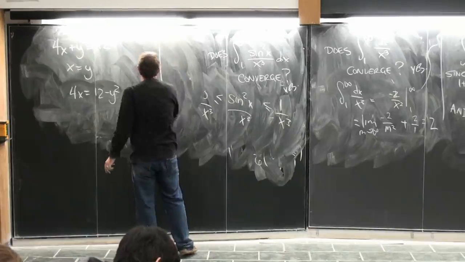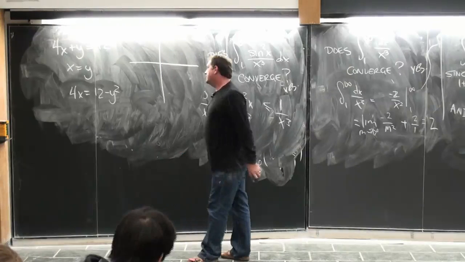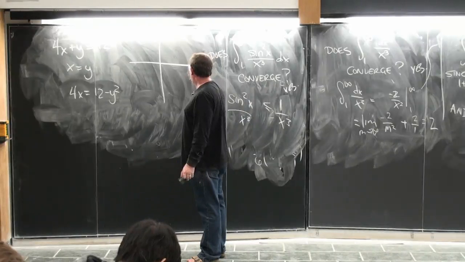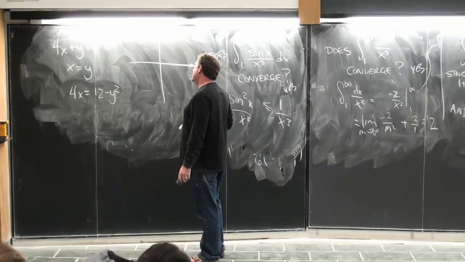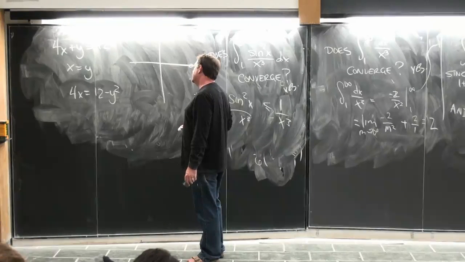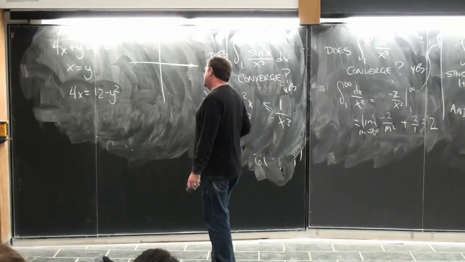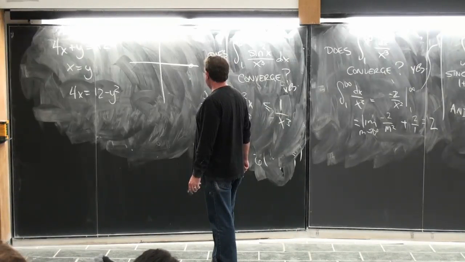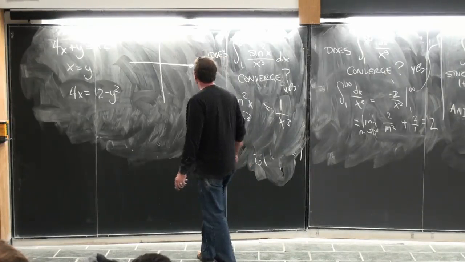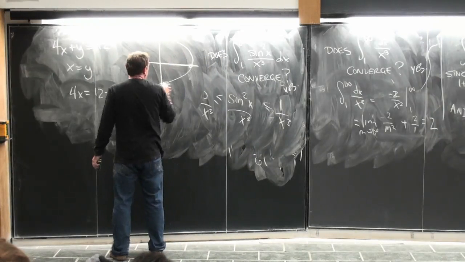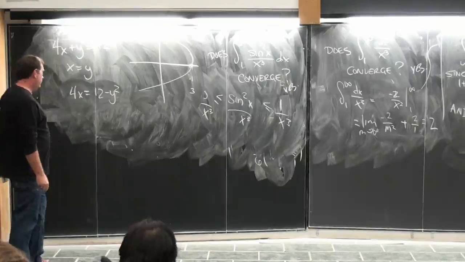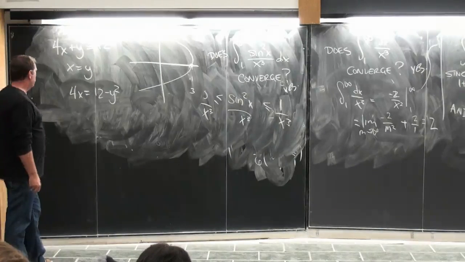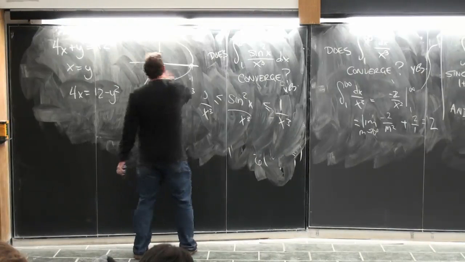Okay. So when x is 0, y is still 12. When y is 0, then x is 3. And as y, why can't I do this? Is it open which way? 12 minus y squared should open down. That's right. It still does this. This is 3. Right? When x is 3, y is 0. Yes. Okay. Then y equals x.